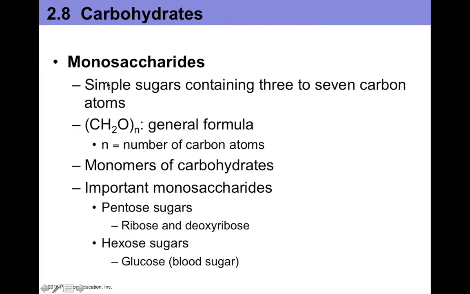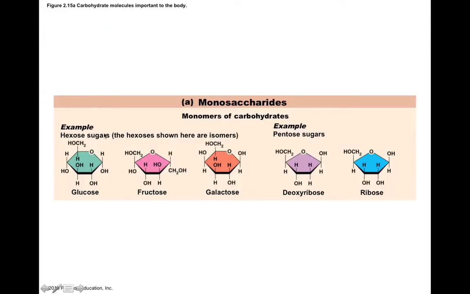Now, monosaccharides are simple sugars. These contain 3 to 7 carbon atoms, and this is just showing the general formula of the monosaccharide. Now, the monosaccharides, like we saw earlier, were the monomers of carbohydrates. Some important monosaccharides are the pentose sugars, so you have a 5-member ring. This includes ribose and deoxyribose. And the hexose sugars, which are 6-member rings. An example of this includes glucose. So this is showing some hexose and pentose sugars. The hexose sugars are 6-member rings, and we have things like glucose, fructose, and galactose. And an example of a pentose sugar would be deoxyribose and ribose sugars.